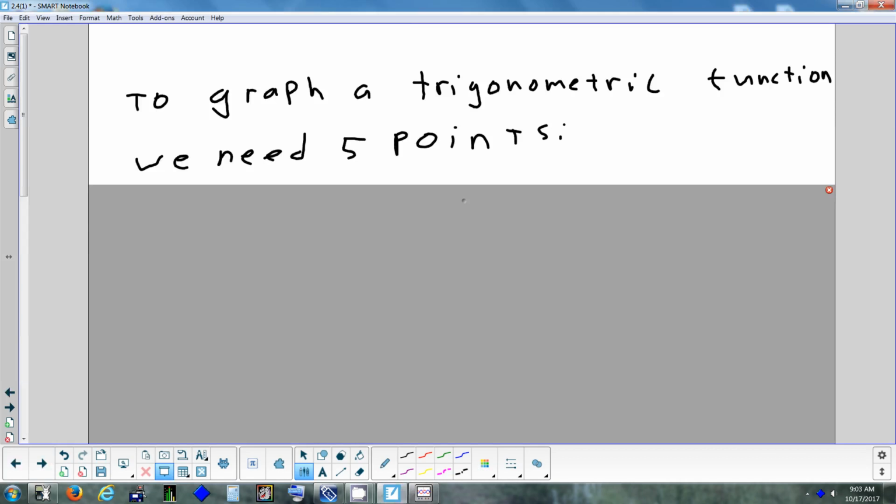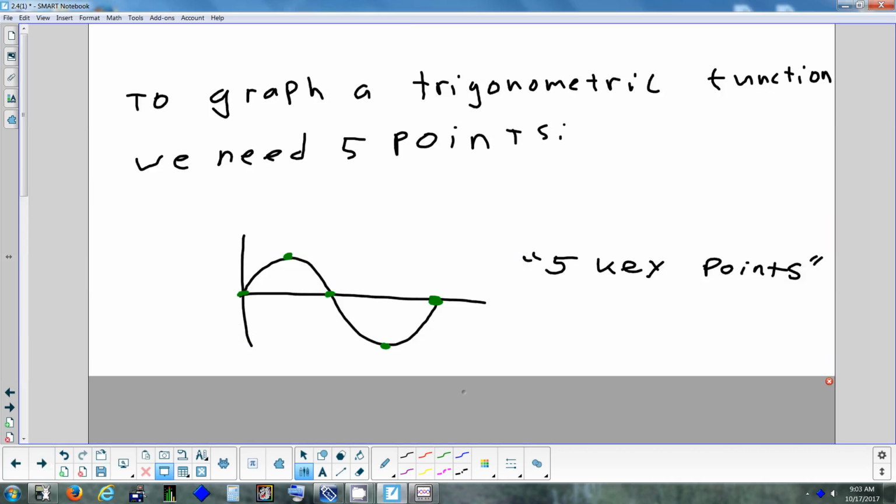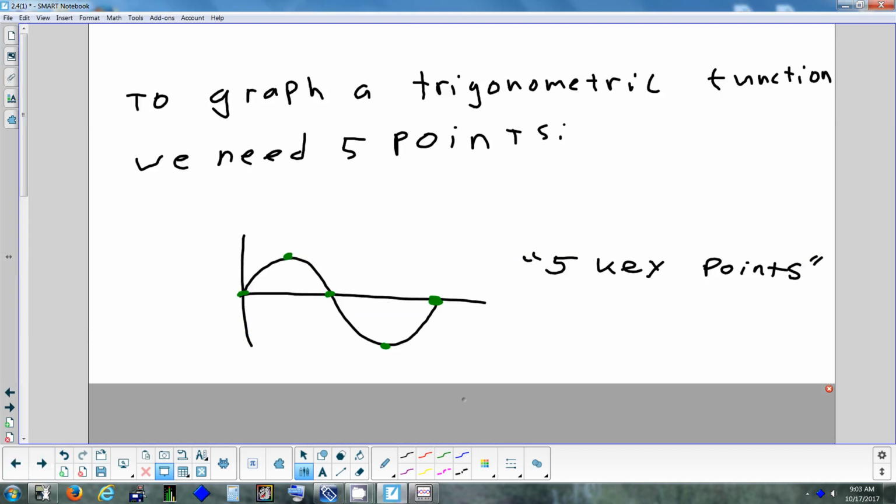All right, so when you want to graph, let's say you're graphing a line. Okay, in Algebra 1, it's very simple to graph a line as long as you have 2 points, because lines are straight. Well, trig functions are curved. So in order to get a real good idea of what it's going to look like, we like to get 5 points. I refer to these as the 5 critical points or the 5 important points to making a sketch.